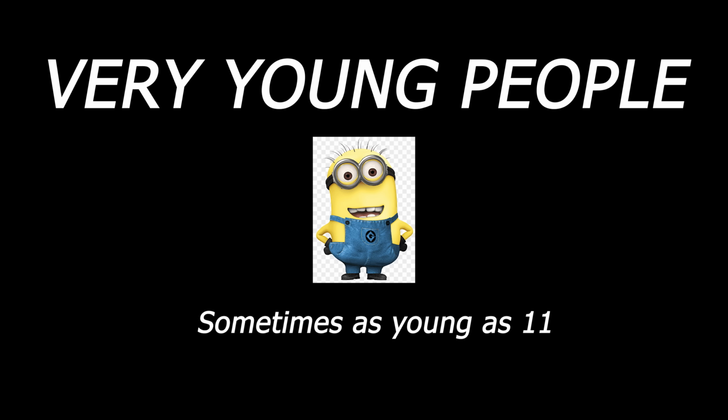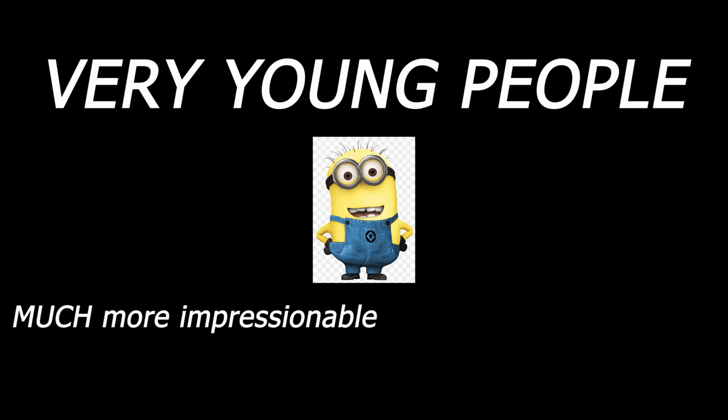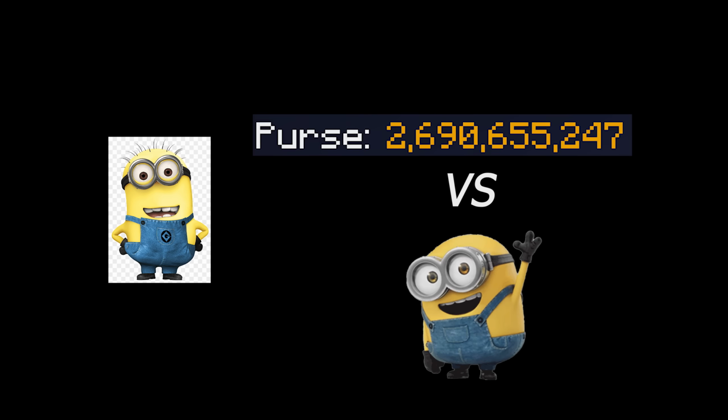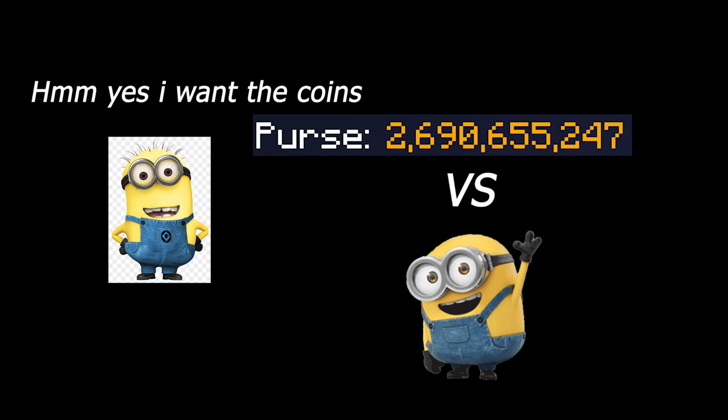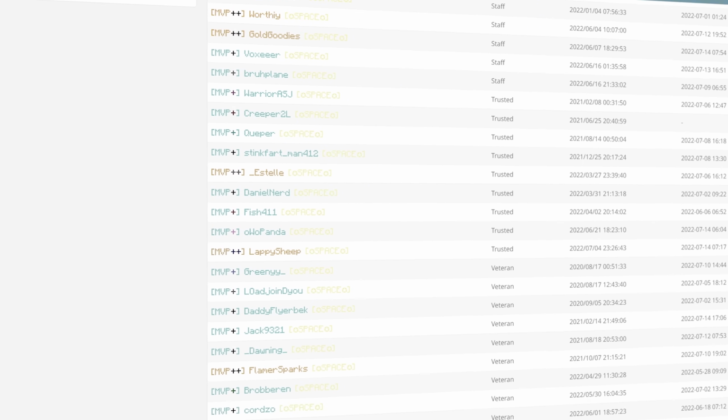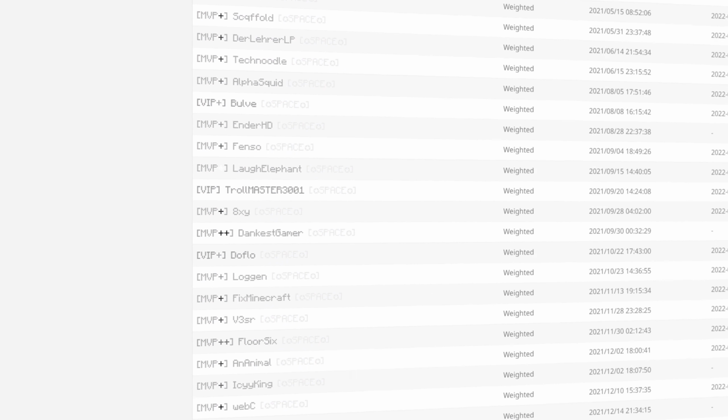The minions are generally very young people, sometimes as young as 11 years old, who are both much more impressionable than older people and much more likely to have other impressionable friends who they will send the mod to. A large pile of easy coins sounds so much more appealing to a child than an internet friend who they probably don't care that much about, or a guildmate that they'll forget about in 6 months' time.